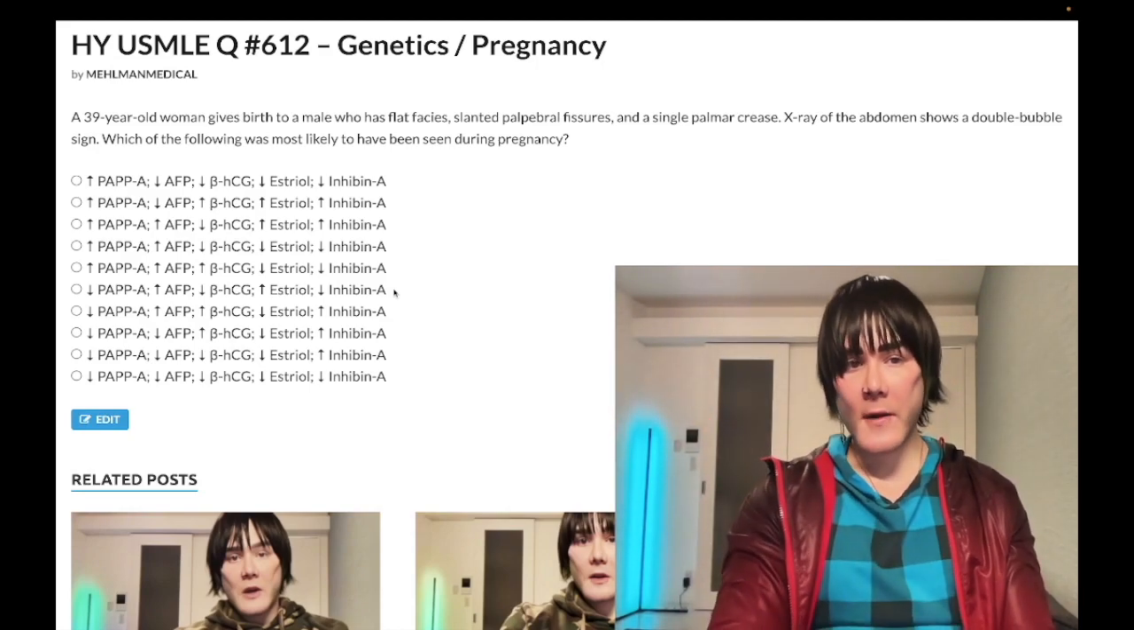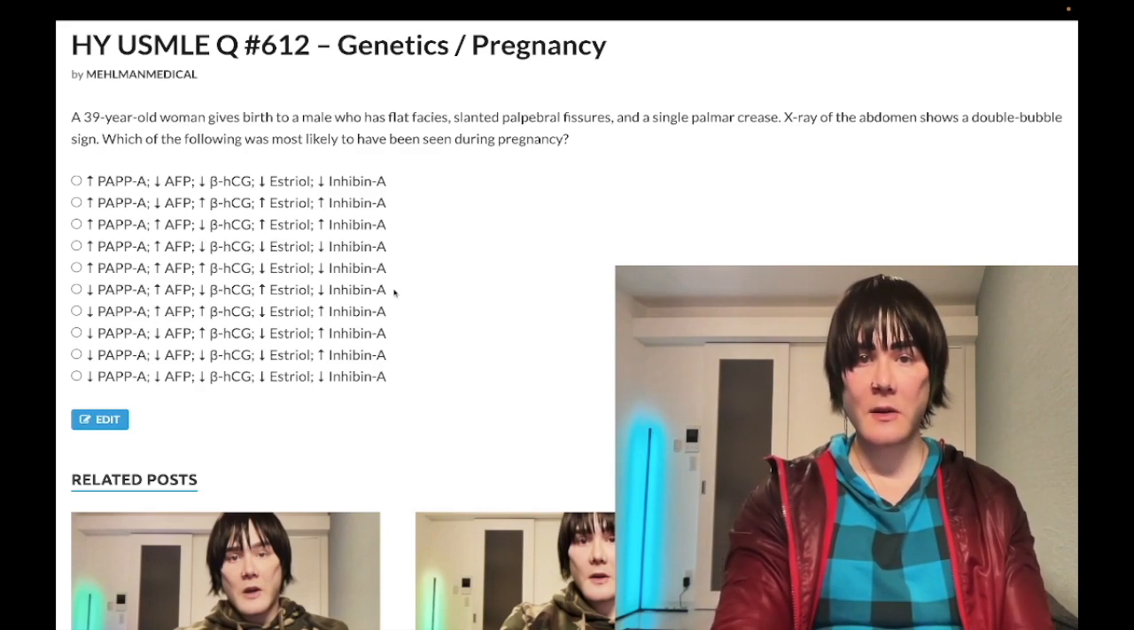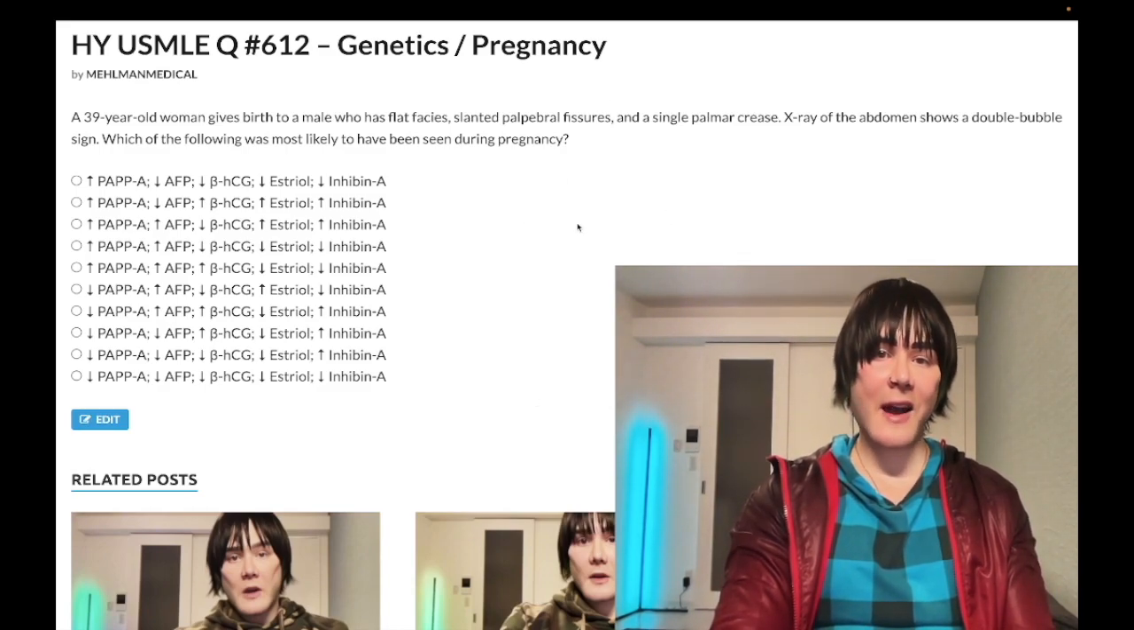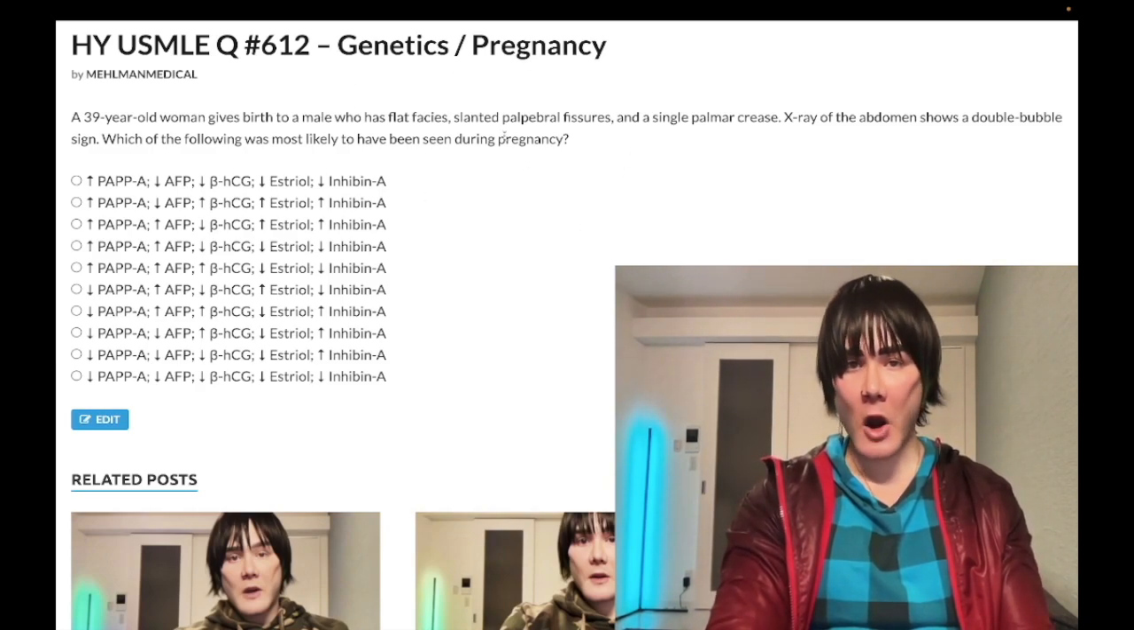Now start the clip. So, 39-year-old woman. She has a newborn male who has flat facies, slanted palpebral fissures, a single palmar crease. X-ray of the abdomen shows a double bubble sign. And then they want to know what was most likely to be seen during pregnancy via the combination of her tri-screen, quad screen. So this is obviously Down syndrome, trisomy 21. We're handing you the diagnosis. We're not trying to make this hard.